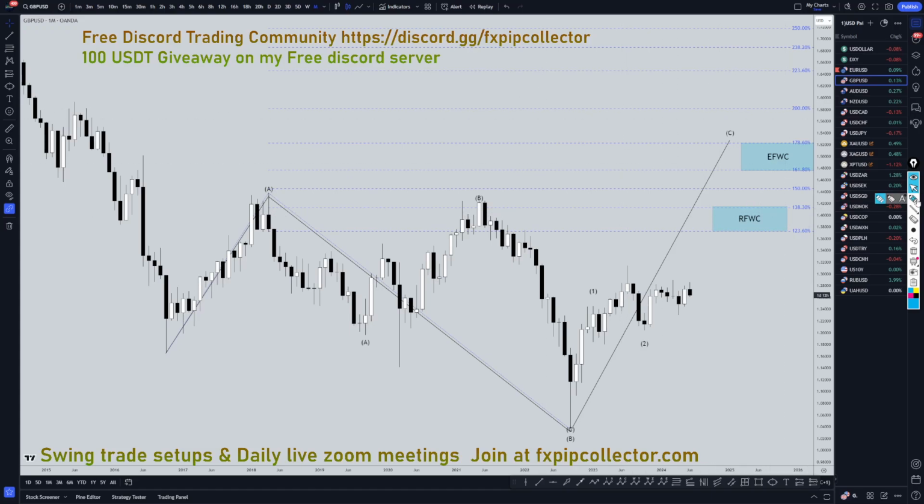Today is Thursday, June 27th, and I'm going to be analyzing the pound US dollar, starting on the monthly, working my way down to the 1 hour time frame for the full top down analysis.